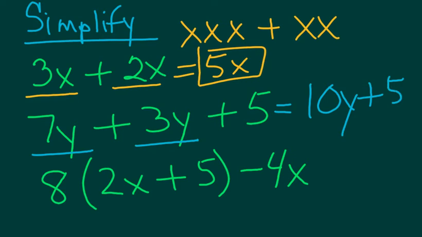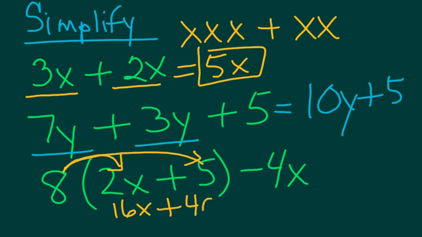They're not like terms. In example number 3, this goes back to our lesson on properties. Remember the distributive property? So the first thing you have to do is take the 8 and multiply it times 2x. Well, 8 times 2 is 16, so that must be 16x. And 8 times 5 is 40, so that whole thing becomes 40. And then there's a minus 4x that's hanging outside over here that doesn't have anything to do with distributing.